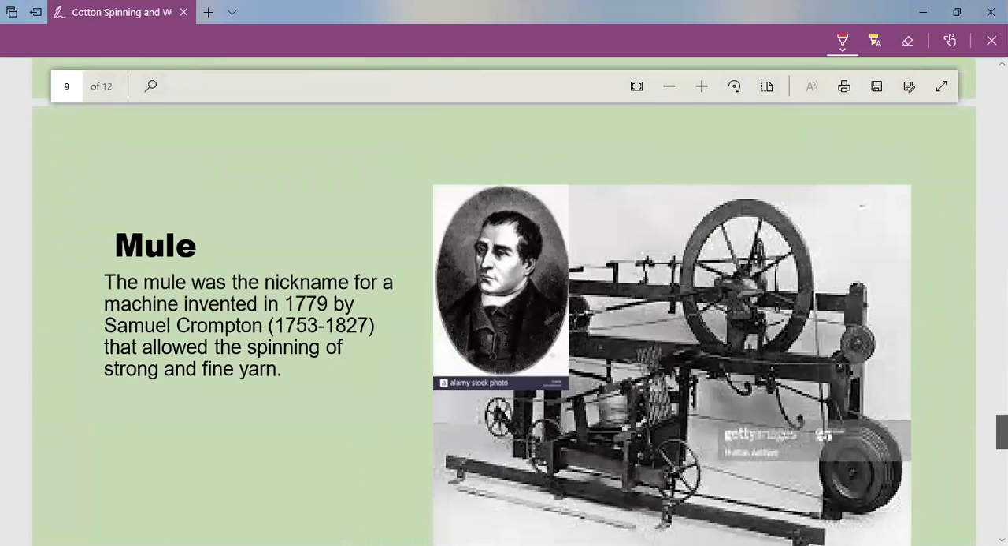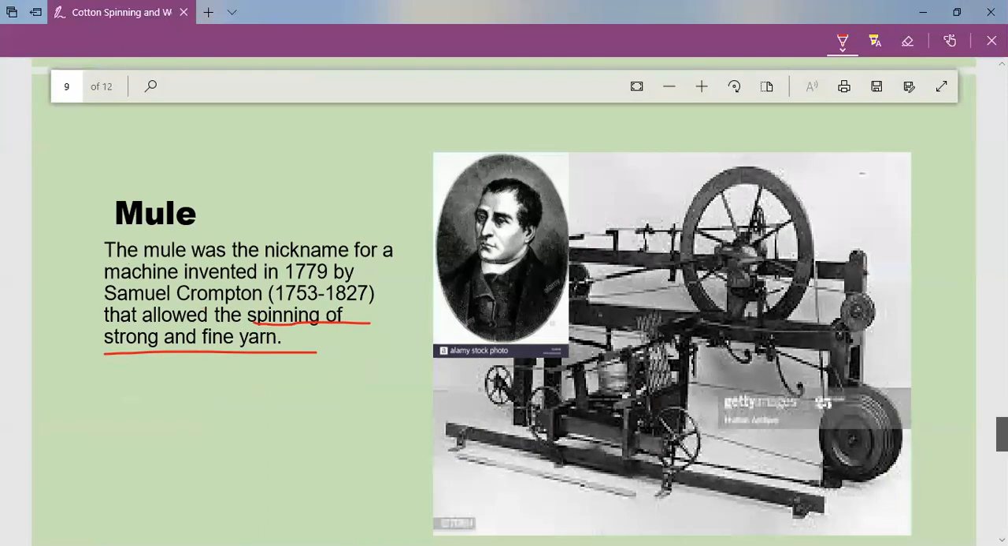The next invention was the mule. It was a machine invented by Samuel Crompton. Again, it helped in the spinning of strong, fine, smooth yarn. So that was its contribution.